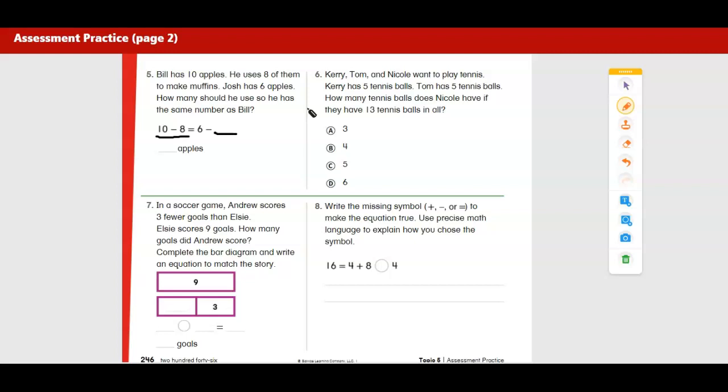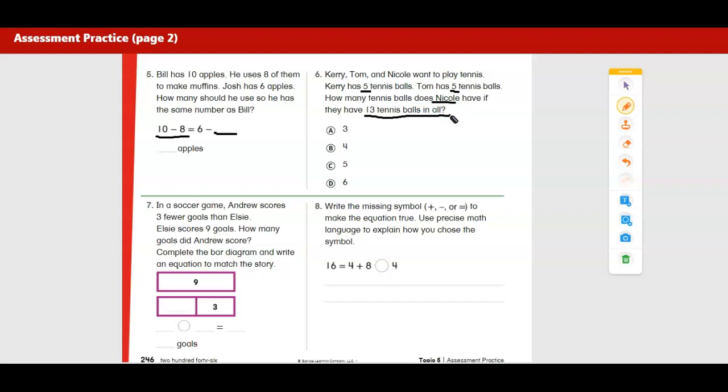So in this equation, you'll have to look through it carefully. How many tennis balls does Carrie have? How many tennis balls does Tom have? And we want to find how many Nicole has, if all three have 13 tennis balls in all.